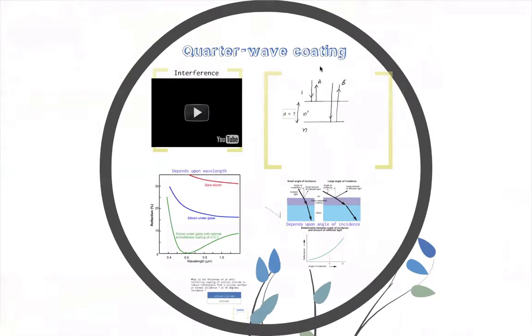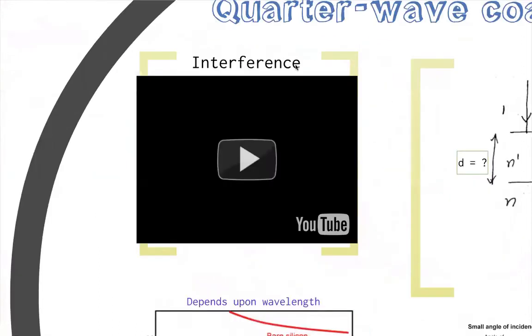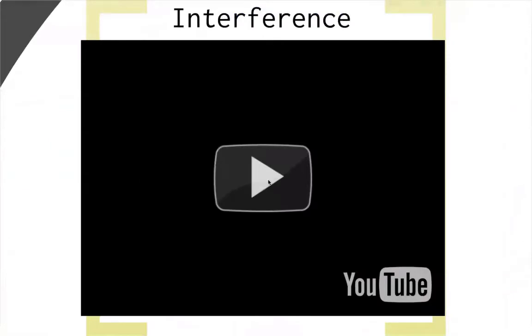So the first approach, and the simplest approach, probably not the most effective approach, is a quarter wave coating. To understand how to design a quarter wave coating, we need to understand the concept of interference, which doesn't exist in geometrical optics. It only exists in wave optics. So we need to take a quick review on what this means. And there's a very simple video, so I'm going to play that first.